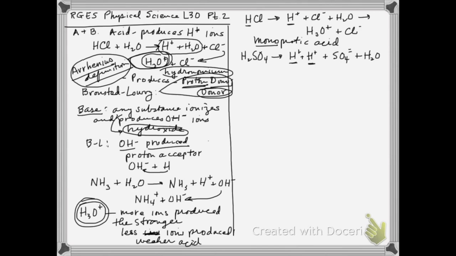Now, in this case, sulfuric acid can produce two. So it's called a diprotic acid. And you might think, well, gee, that's got to be a stronger acid because the potential is for more of these H3O plus, these hydroniums, to be produced. And that's true in that regard.